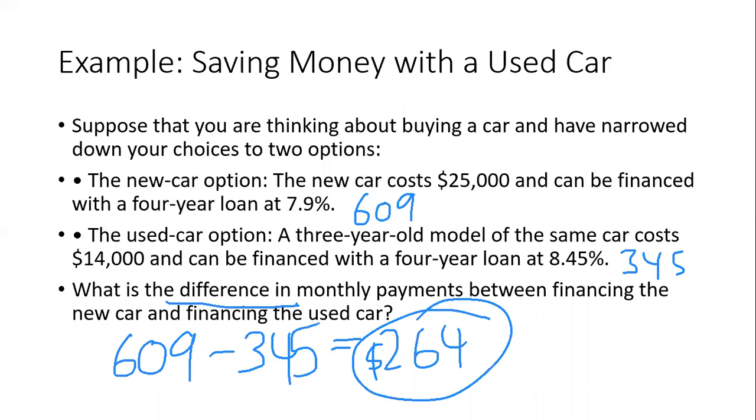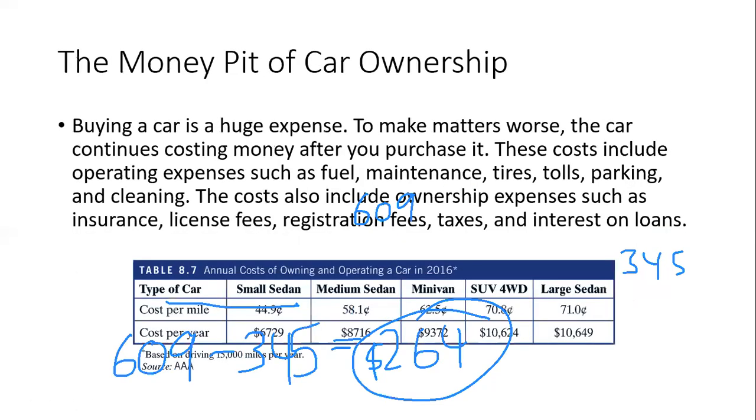So one thing to keep in mind is, even though it's just 3 years older, it's significantly cheaper. You're going to save a lot of money overall. We could also calculate the interest, and even though it's 8.45%, you're paying that percentage on much less of a loan. So your interest is going to be less too. Okay.